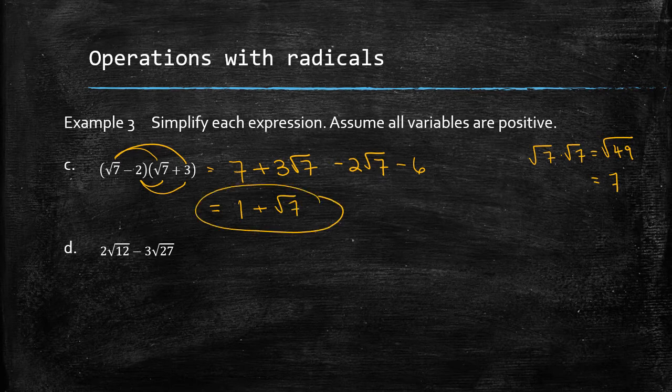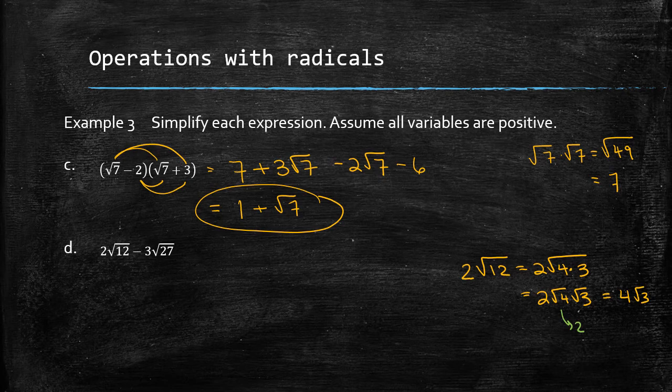Okay, part D, we are now subtracting radicals. However, we don't have like radicals at the moment. One of them is the square root of 12, and the second one is the square root of 27. Okay, but neither one of these are simplified. So over here on the right, I'm going to simplify 2 times the square root of 12. So let's break 12 up as 4 times 3. Okay, the square root of 4 is 2. So I really have 2 times 2, or 4 rad 3.